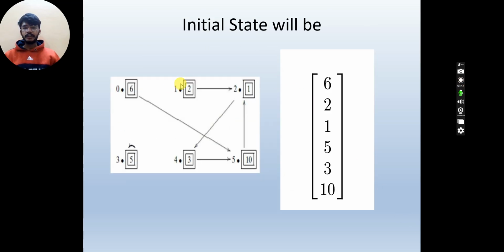So for the initial state, we need a matrix. There are six vertices, so we need to create a 6 by 1 matrix. At vertex 0, there are 6 marbles, so here we write 6. At vertex 1, there are 2 marbles, so here we write 2. At vertex 2, there is 1 marble, so here we write 1, and so on.